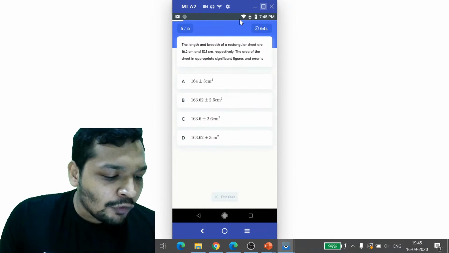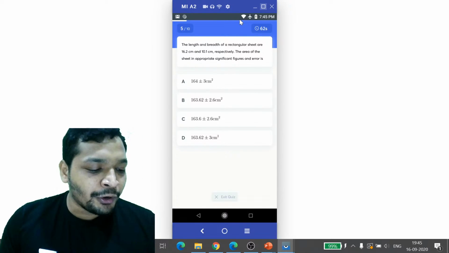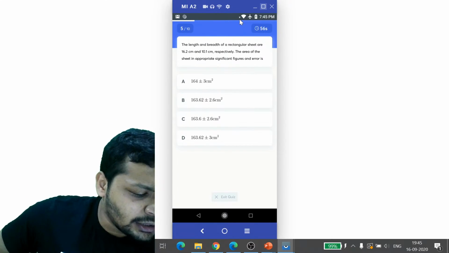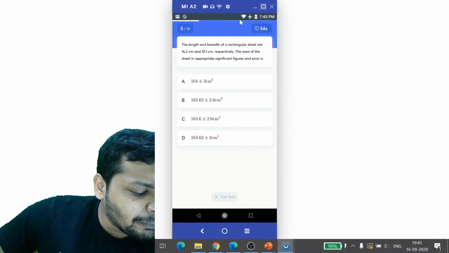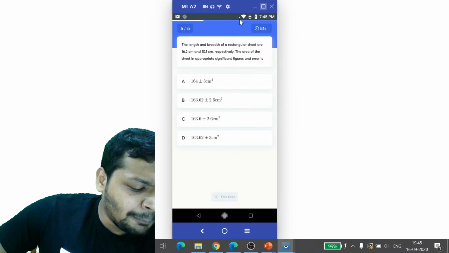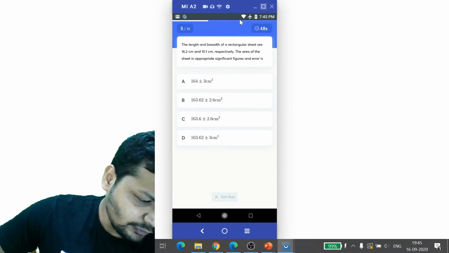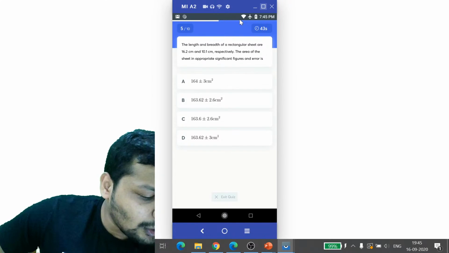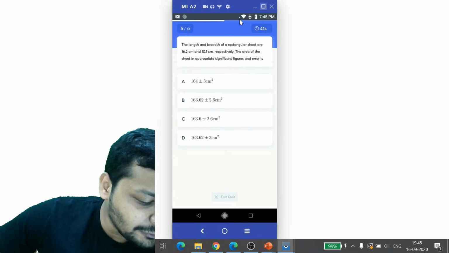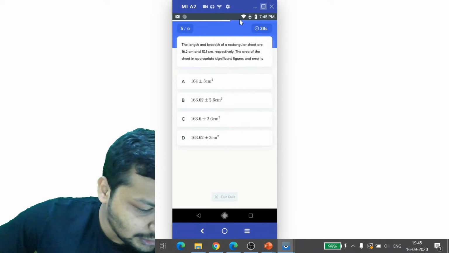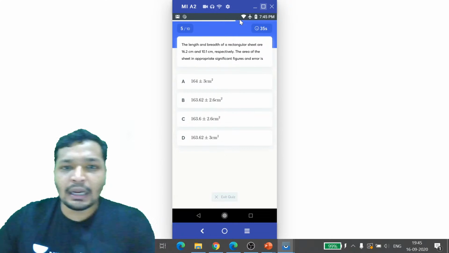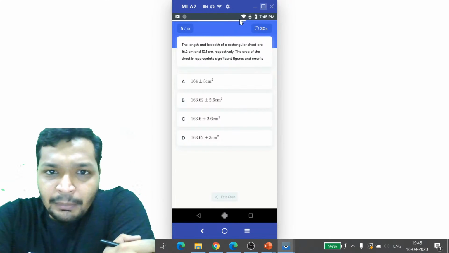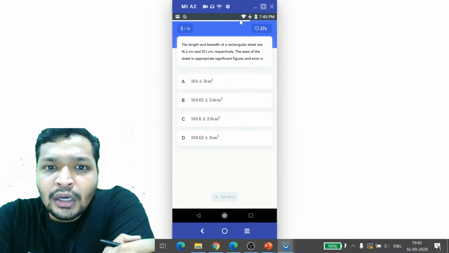So the breadth of a rectangular sheet is 16.2. You need a pen and paper, guys, to do this. You just cannot do this orally, or maybe you can, but I believe you need pen and paper. What should be the error in the area of the sheet in appropriate significant figures, and the error is how much? So I believe the question is a little incomplete. Just let me have a look at it. The length of the rectangular sheet is given to you. The breadth of the rectangular sheet is given to you.